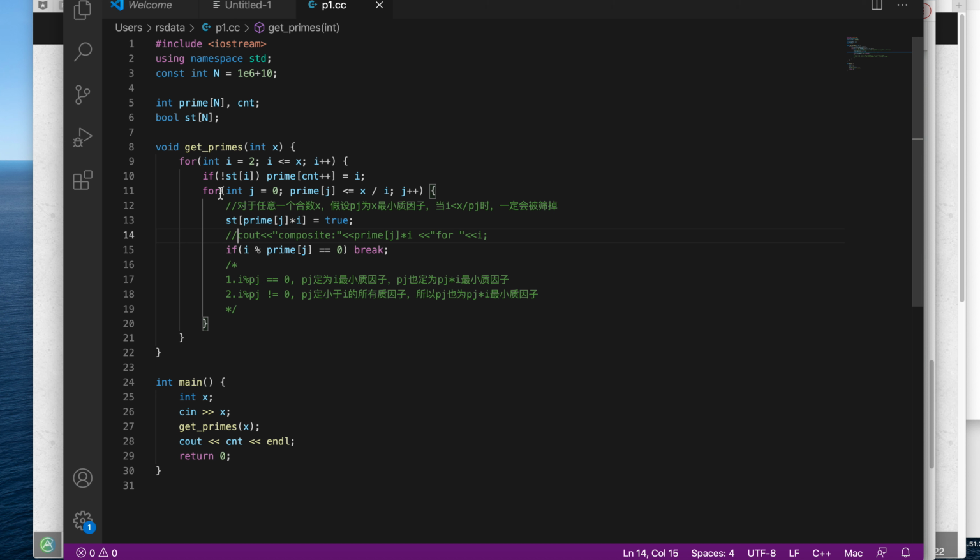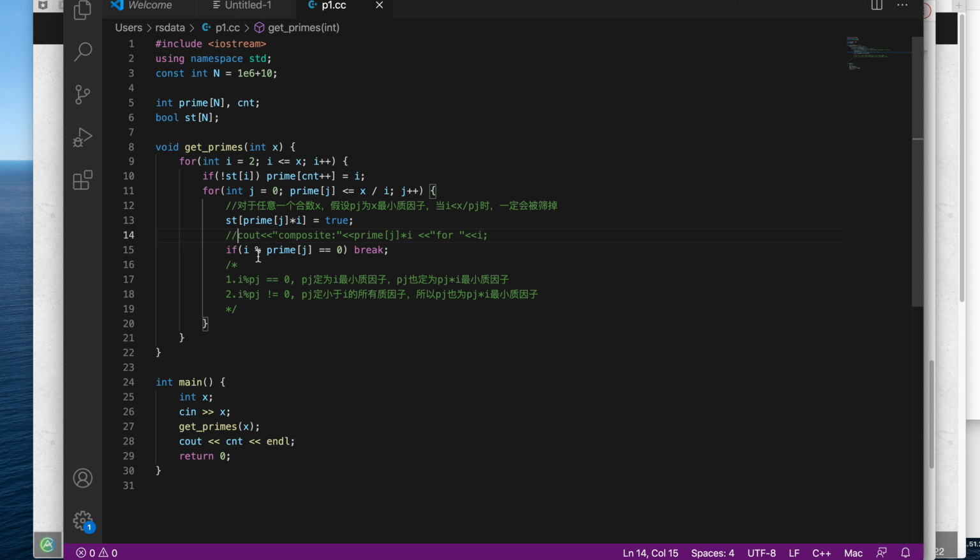And then there's another loop within this outer loop. For i, it loops through all the prime numbers found so far. For j equals 0, prime j times i, as long as prime j times i is less than or equal to x, then increase j. And set all the flags to be true, to mark they are actually composite numbers. So you want to sieve them out, take them out. Prime j times i is basically a composite number. You mark them as a composite number to take them out.